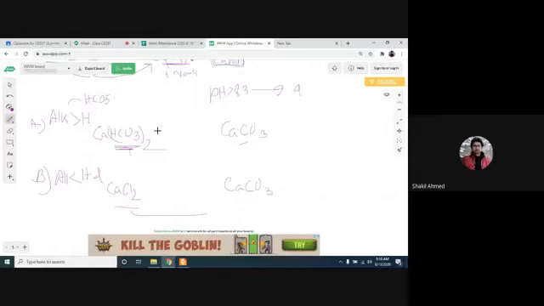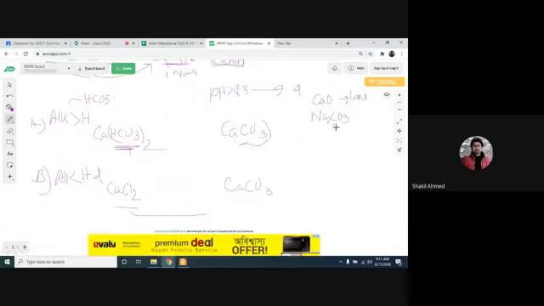How can you do this? You have to add something basic, right? And what base will you use? You may use lime, that's calcium oxide, or you may use sodium carbonate, right? That's also basic. Which one do you use? Look here. You need to have calcium carbonate. You already have carbonate here, so you don't need this carbonate.